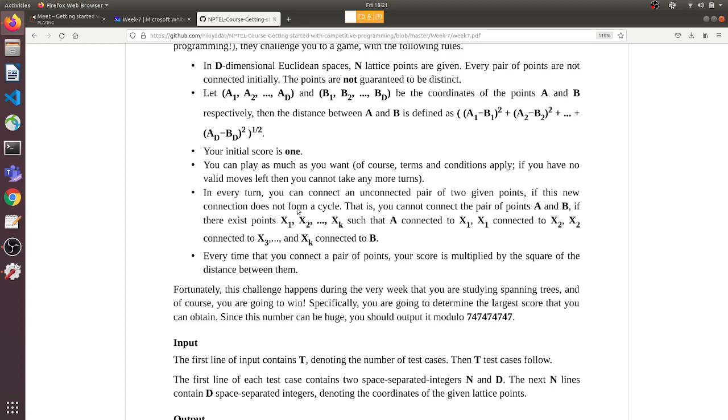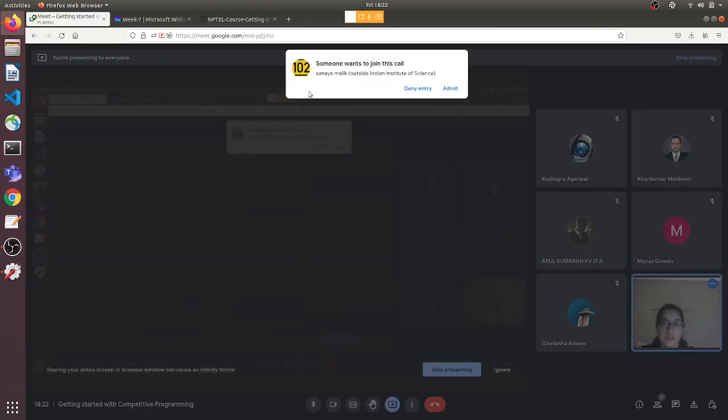One explanation that I can give is that if you consider the weight of every edge to be the log, then if you take the sum of that and maximize it, that also maximizes the product of the numbers.